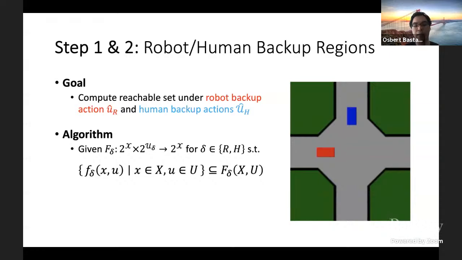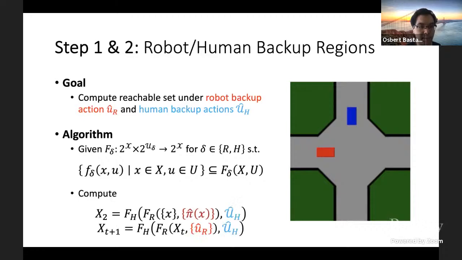And this is going to take a subset of states and a subset of actions for agent delta, and it's going to output a subset of states. The key assumption is that it over-approximates the dynamics. So given a subset capital X of states and a subset capital U of actions, it's going to contain the dynamics little f delta of x, u for every x in big X and every u in big U. As long as you have this, then you have an over-approximation of the reachable set under states big X and actions big U.